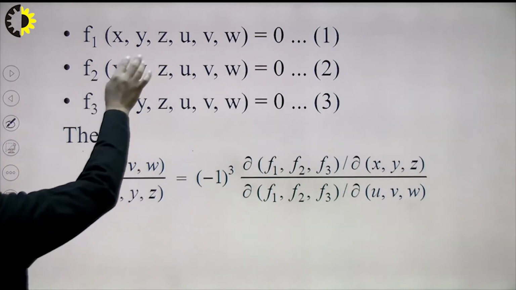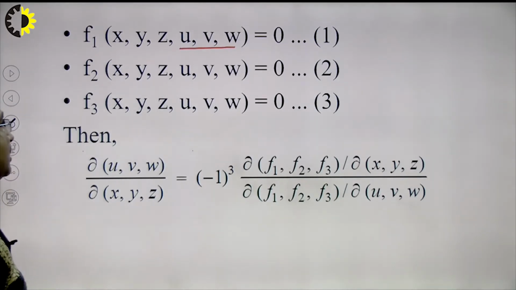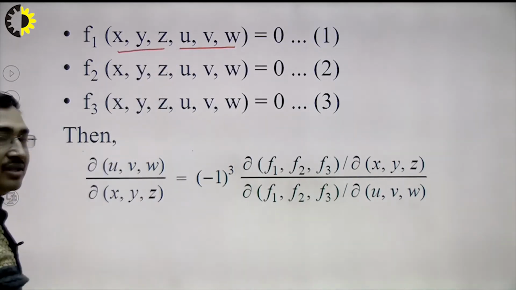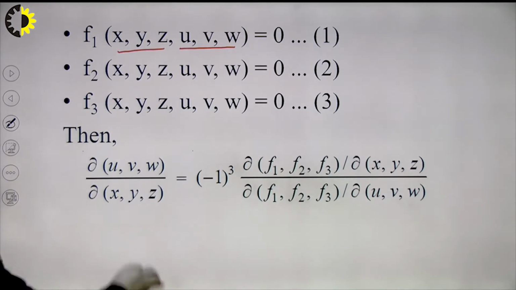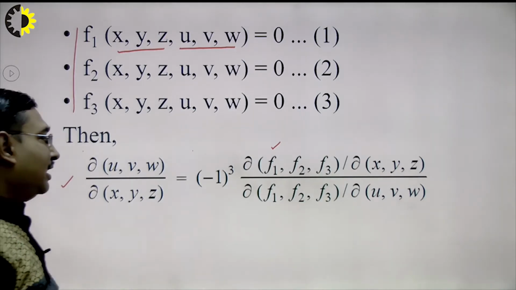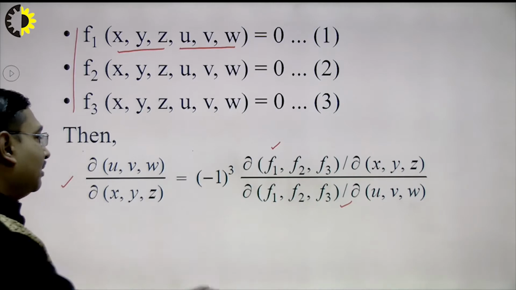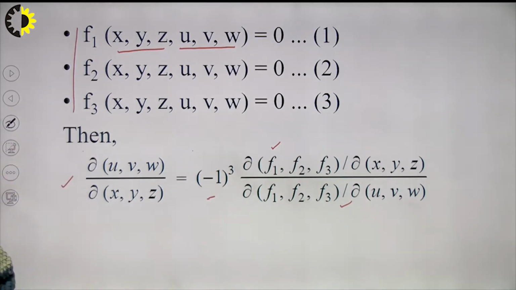If we have 3 functions u, v and w which are functions of 3 independent variables x, y and z, and we have 3 implicit relations involving x, y, z, u, v and w, then this Jacobian del u v w over del x, y, z can be calculated as del f1 f2 f3 over del x, y, z divided by del f1 f2 f3 over del u v w multiplied by minus 1 raised to the power 3.